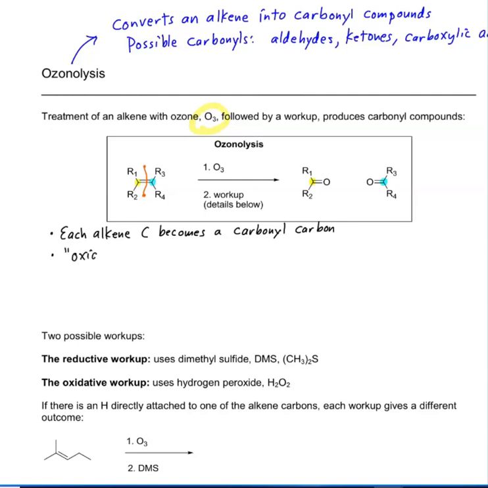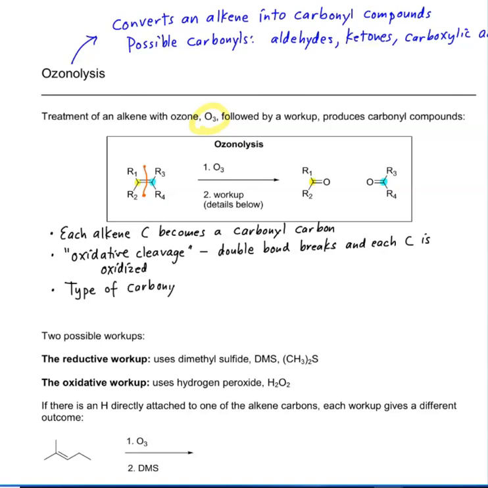The reaction itself is called an oxidative cleavage. So the double bond is broken, and each carbon in that bond is oxidized. And then finally, what kind of carbonyl product do you get? Do you get an aldehyde? Do you get ketones? Do you get carboxylic acids? The type of carbonyl product you get depends on two things.